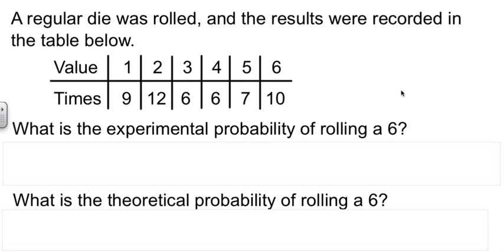So let's consider this situation. We have a regular die, and the results, when we rolled it, are in the list. So we rolled this thing, we got a 1 9 times, we got a 2 12 times, and so forth. So the question is, what's the experimental probability of getting a 6?